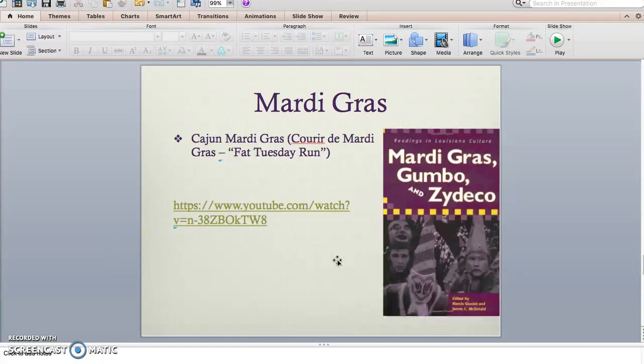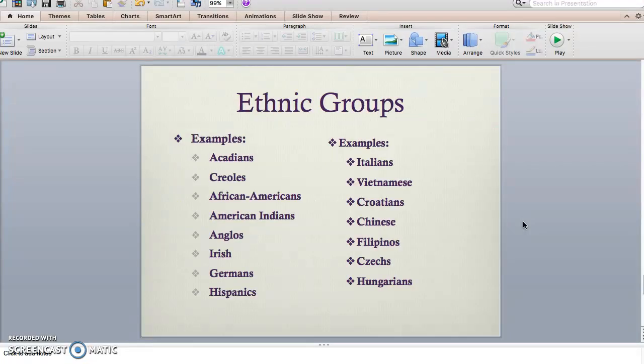If you're interested in Mardi Gras, I do have a really good book called Mardi Gras Gumbo and Zydeco, and it has a bunch of different information on the different styles of Mardi Gras and all the symbolism behind Mardi Gras that we can talk about, or you can read if you'd like to, and then I'll talk about with you. So just let me know if you're interested in Mardi Gras, because it is a very, very interesting holiday and celebration.